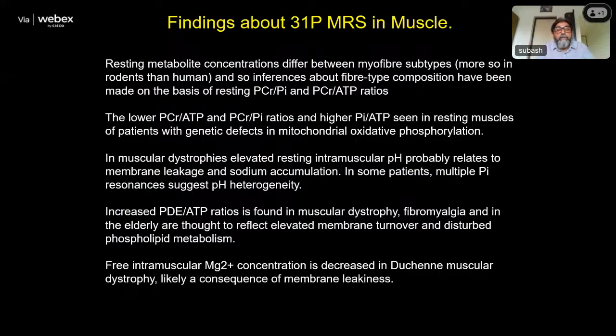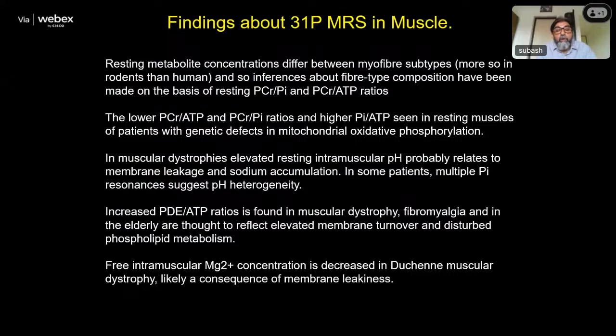So this is all from the previous literature. Increased PDE to ATP ratios are always found in muscular dystrophies, fibromyalgia, and in elderly subjects. There it is supposed to reflect elevated membrane turnover and disturbed phospholipid metabolism. And we have also seen, in many cases in the healthy Indian population, higher concentrations of phosphodiester peaks, which I will show you in the subsequent slides.